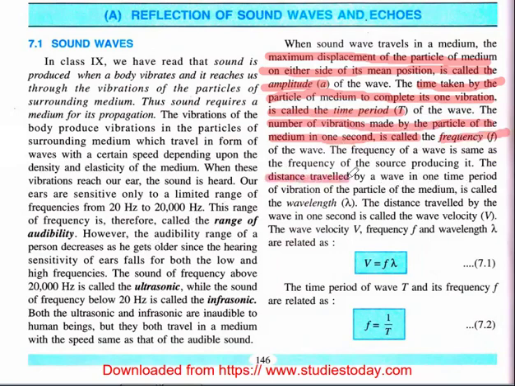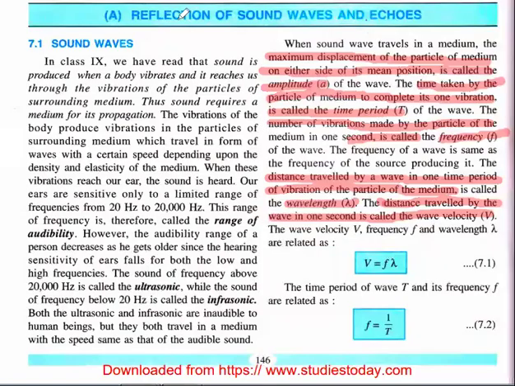Then the distance traveled by the wave in one time period of vibration of a particle of the medium is called the wavelength. The distance traveled by the wave in 1 second is called the wave velocity. So these are the most important things which you have to remember. I hope you understood.